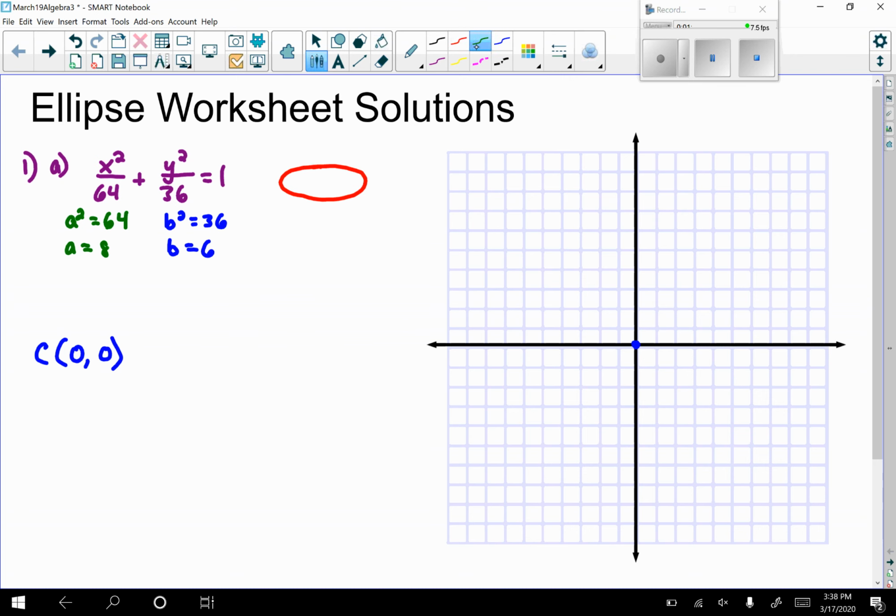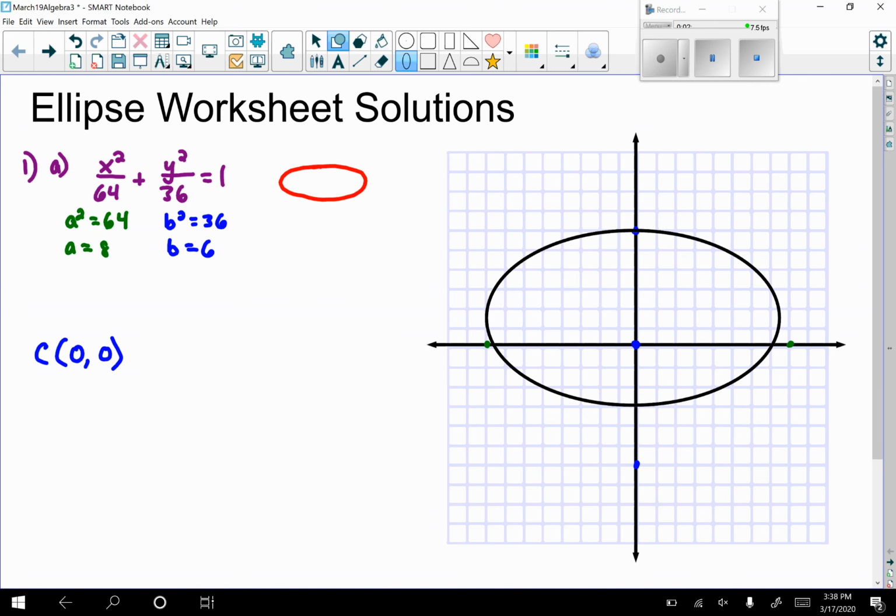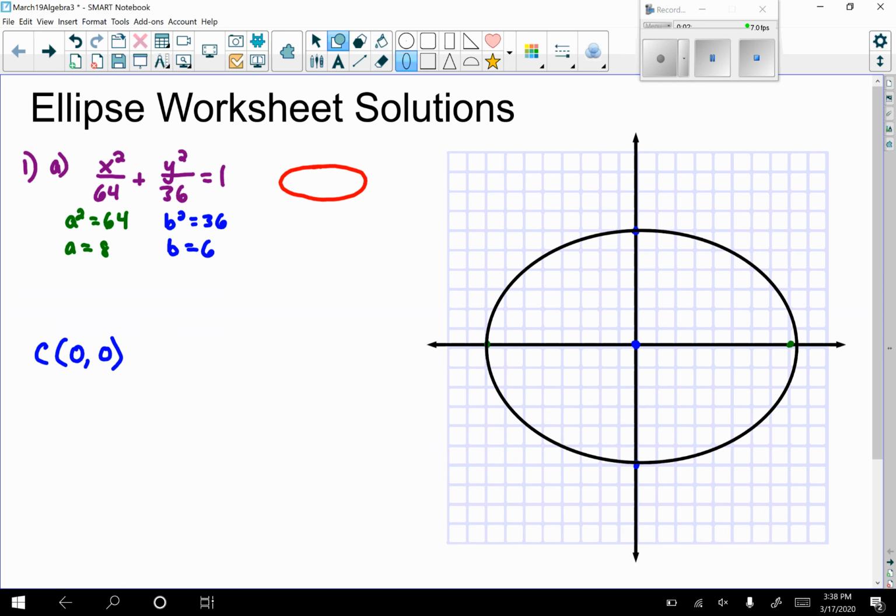So this means I will be counting 8 to the right and 8 to the left. That's from this first green point over to the other. That would be the length of our major axis. Our minor axis is going to go up 6 and then down 6. And then we can go ahead and draw in our ellipse. All right, so it looks like that.